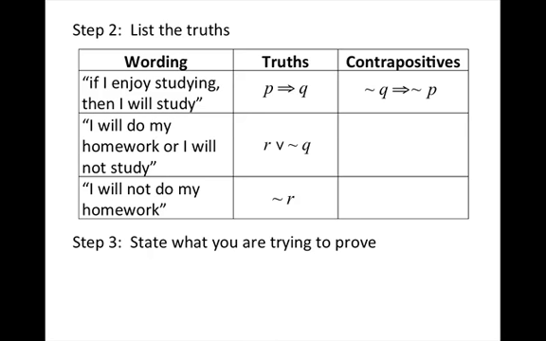Now we look at what we're trying to prove. We're trying to prove I do not enjoy studying. Well, enjoying studying is P, so we're trying to prove not P is also true.